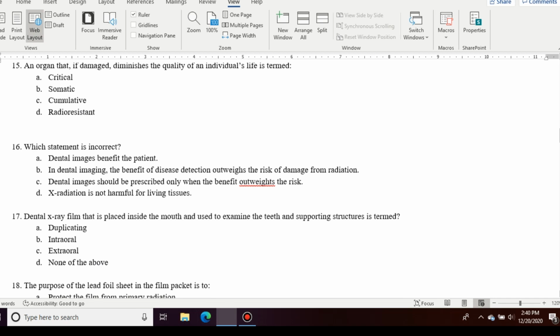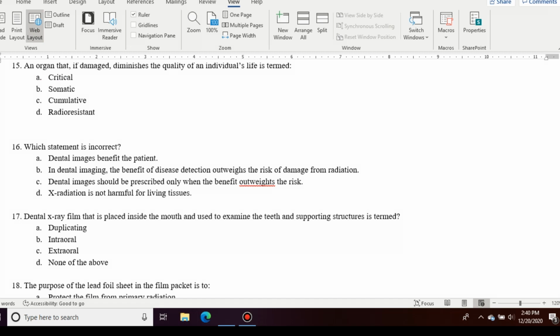Number 15, an organ that if damaged diminishes the quality of an individual's life is termed A, critical, B, somatic, C, cumulative, or D, radioresistant. The correct answer is A, critical.